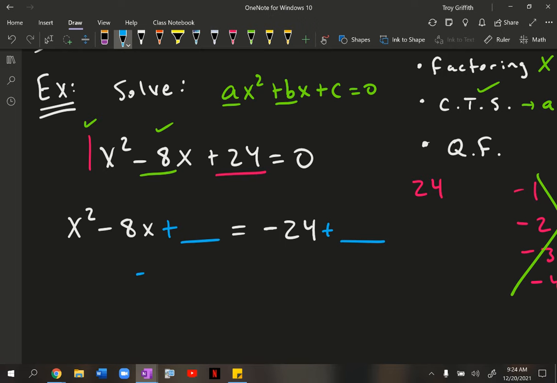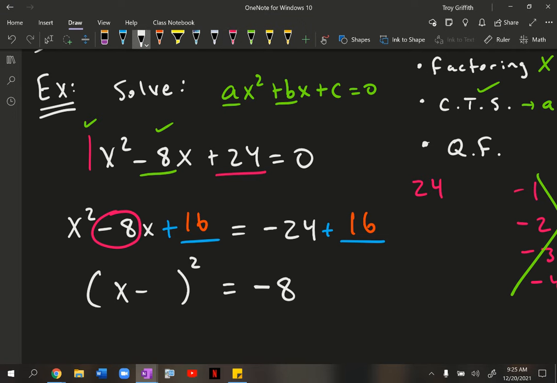Well, we take the number in the middle, we chop it in half, and then we square it. So negative 8 divided by 2 is negative 4, and negative 4 squared is 16. So I'm going to add a 16 in this blank on both sides of the equation. Whatever I do to one side of the equation, I've got to do the exact same thing on the other side. All right, so negative 24 plus 16. Let's clean up the right side. That's a negative 8. And on the left side, I can rewrite this. The whole point of completing the square is that you can rewrite the part you completed the square with as a quantity squared. In this case, this would be x minus, remember the pattern is, we take this term in the middle and we chop it in half.